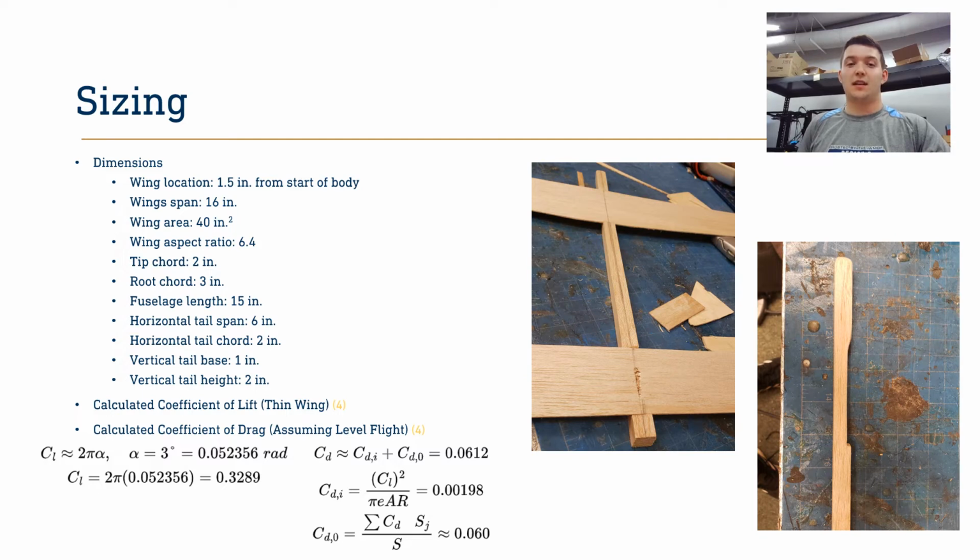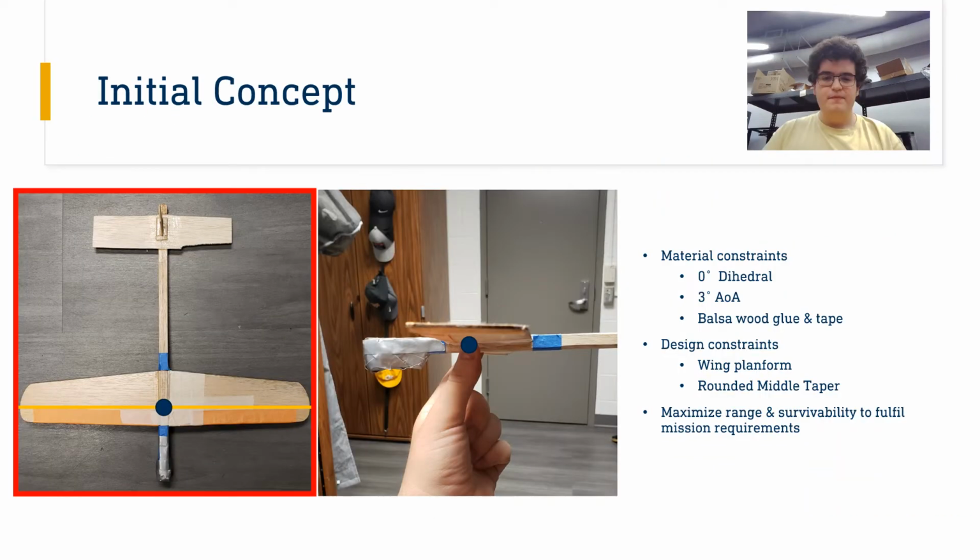This estimation idealizes our flight as steady level flight, which would mean our lift is equal to our weight, and allows us to calculate the induced drag coefficient as 0.00198, using our coefficient of lift and the parasitic drag equation, as shown on the bottom right. Using a table of standard values from the Synthesis of Airplane Design, we again estimate our glider's parasitic drag to be 0.060, bringing our total coefficient of drag to 0.0612.